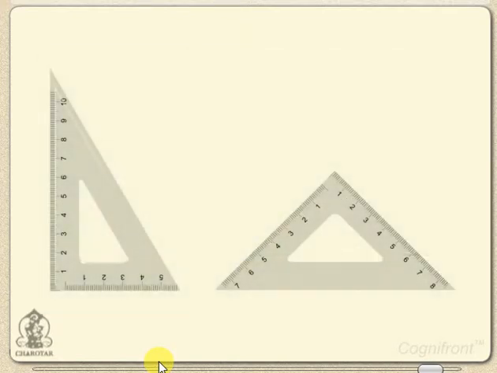Another tool is set squares, also known as triangles. They come in flavors of 30, 60, 90 degrees and 45, 45, 90 degrees. Alright, so we are all set to now begin understanding basic concepts of drawing, which we will cover in the next presentation.